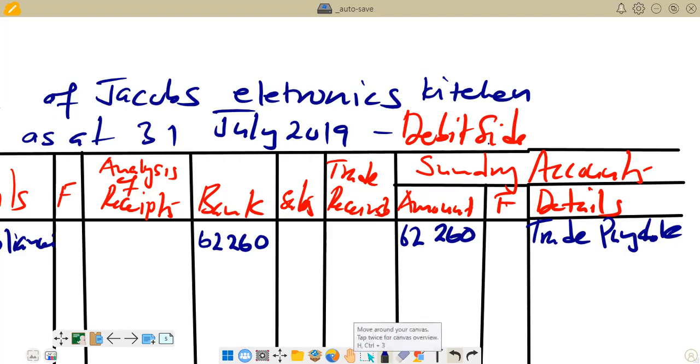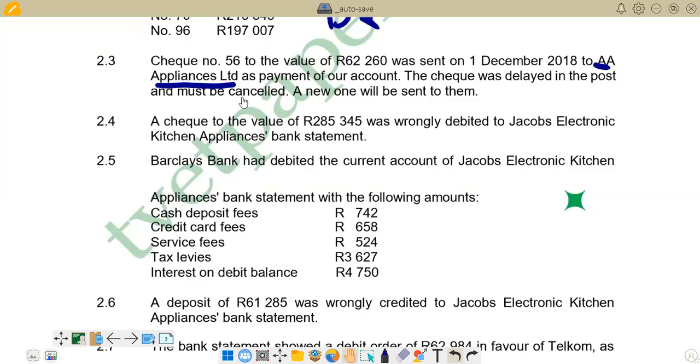Then we can go and check what we have next. The next item is 2.4, and it reads: a check to the value of 285,345 rand was wrongly debited to Jacob's Electronic Kitchen Appliance bank statement. So this was a wrong entry that was made here. It means we have to cancel it because it doesn't belong to this bank statement. By correcting it, we go to the credit side of the bank statement and correct it. This one is not affecting our cash book, but we are going to adjust it in the bank reconciliation.